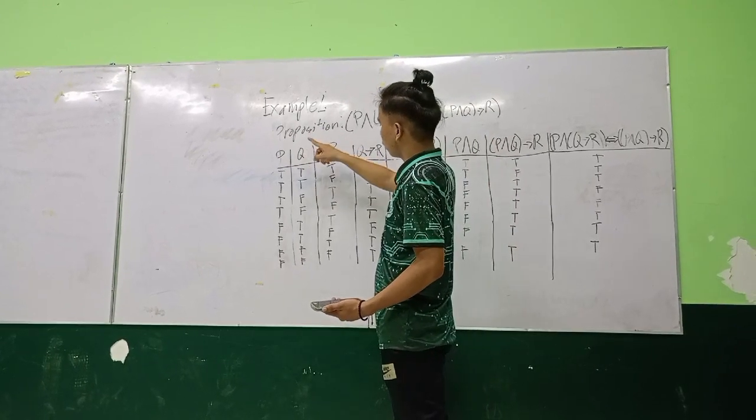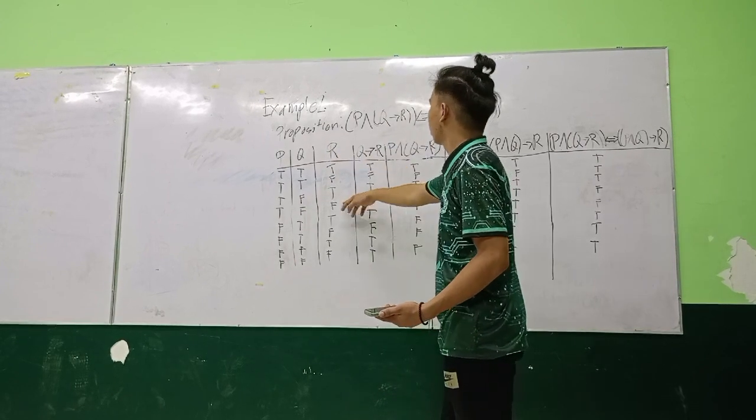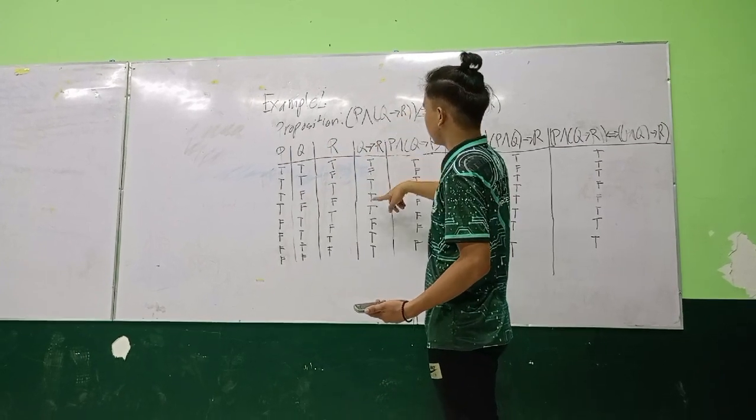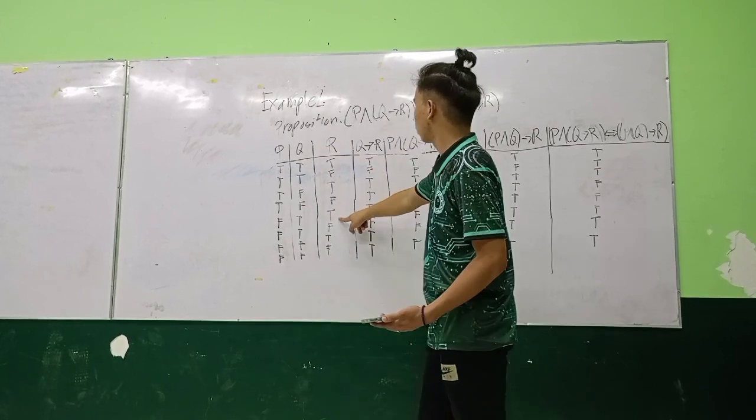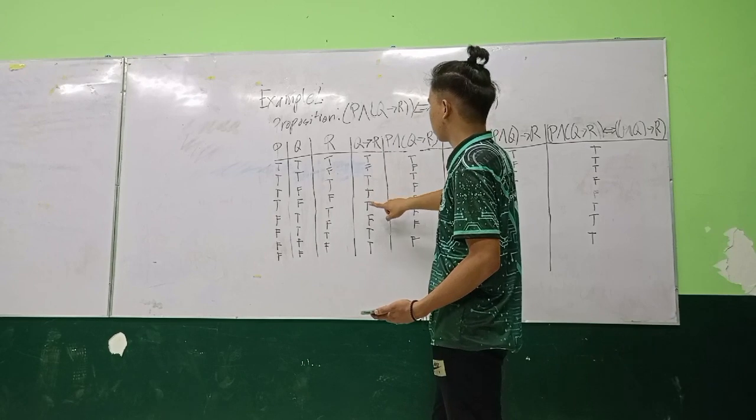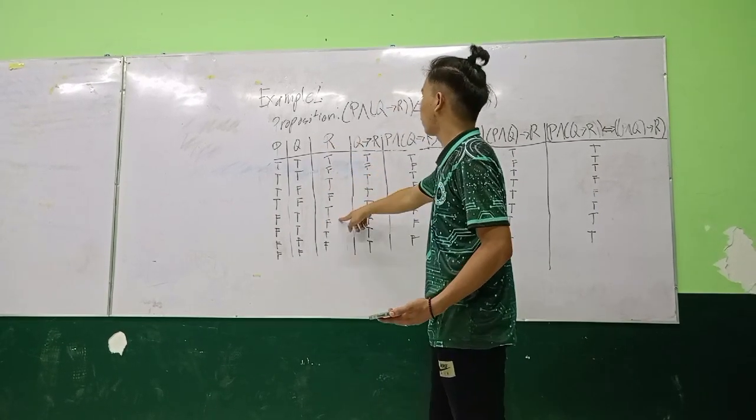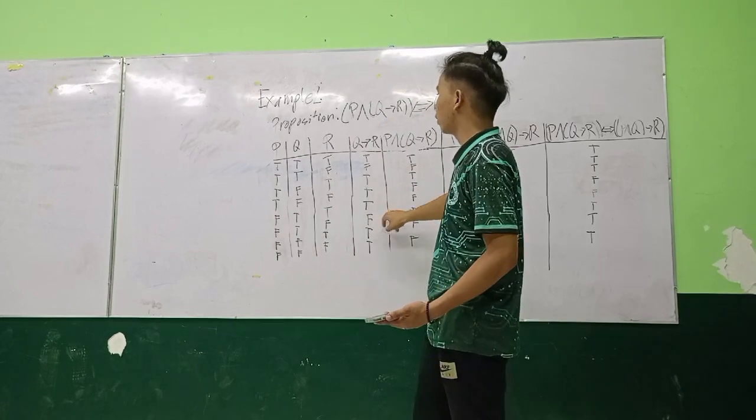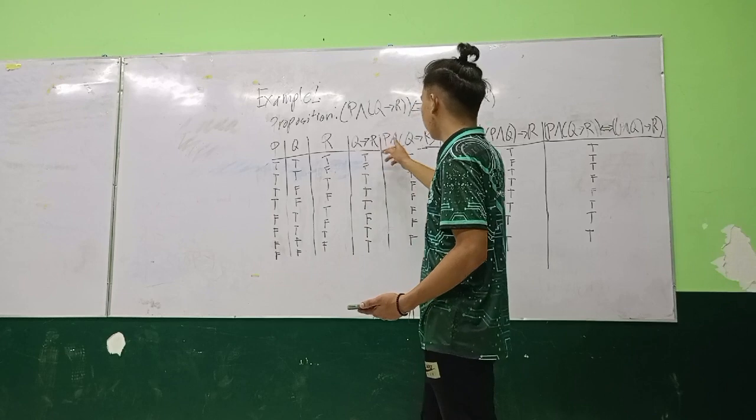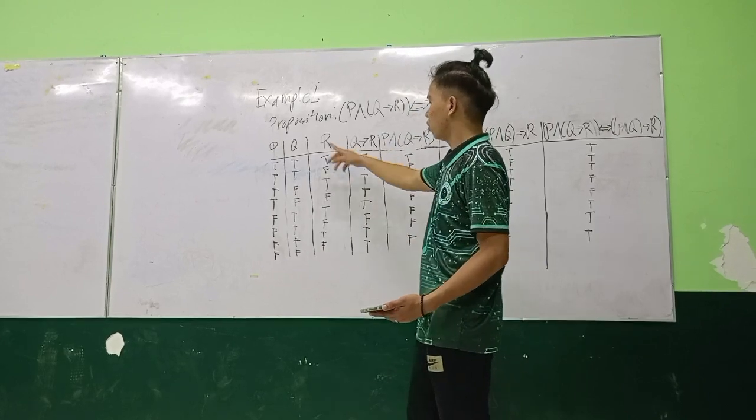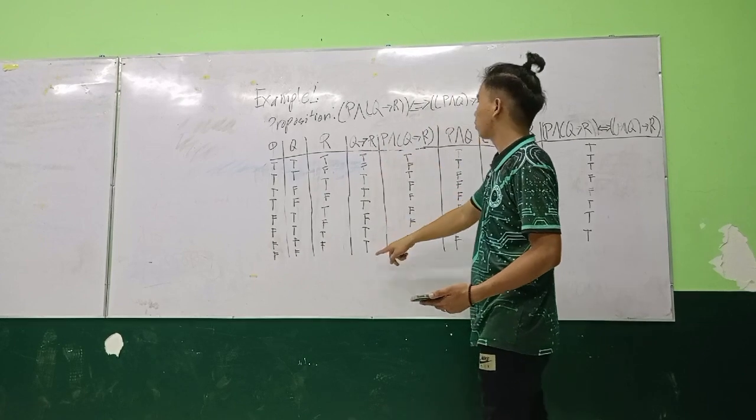So Q is false, R is false, Q implies R is true. Q is true, R is true, Q implies R is true. Q is true, R is false, Q implies R is false. Q is false, R is true, Q implies R is true. Q is false, R is false, Q implies R is true.